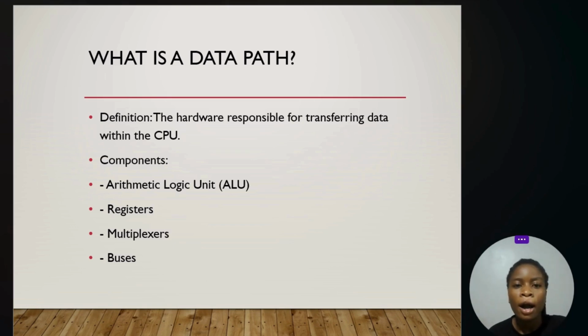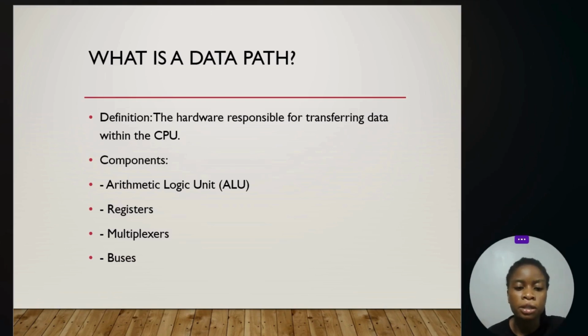The second point, registers. Registers are small, high-speed memory located within the CPU. They store data temporarily whilst it's being processed by the CPU.